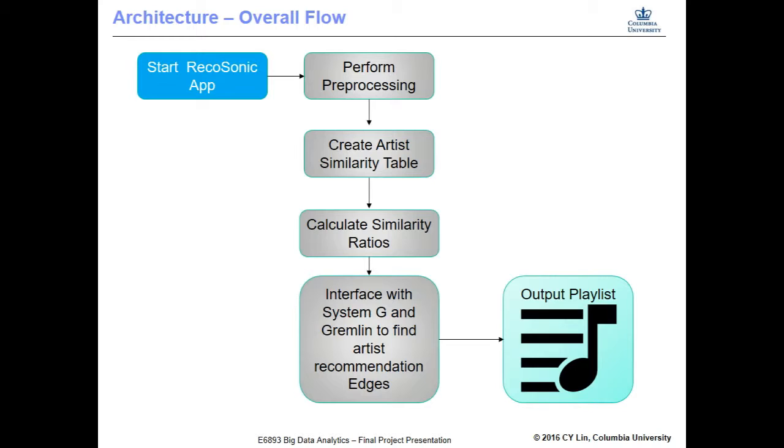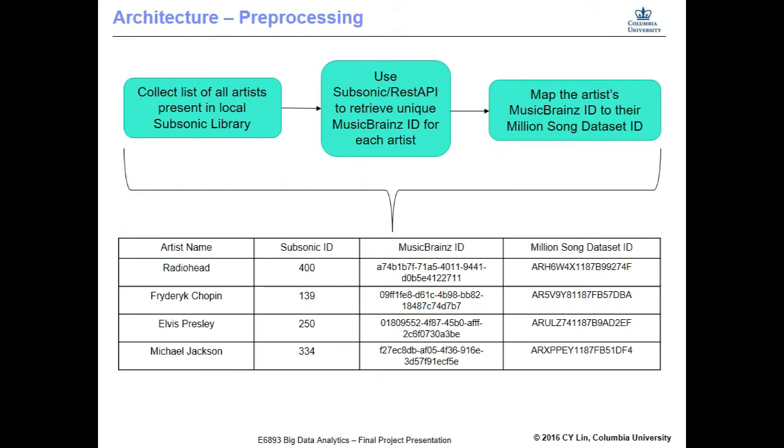The next few sections show the general architecture of RecoSonic. There are 5 main portions of the RecoSonic software. A pre-processing section, a section where the similarity table between artists is created, a section where similarity ratios between artists are calculated, an interface with SystemG and Gremlin to find artist recommendation edges, and finally an output playlist. The demo will explain all these sections in much more detail.